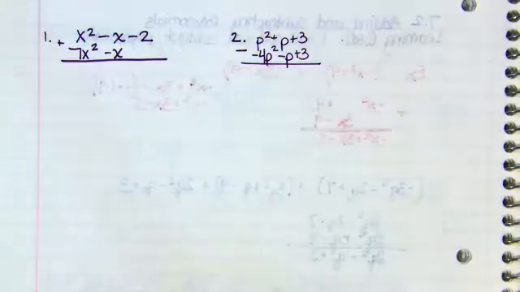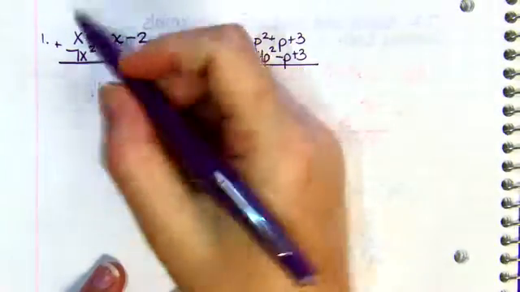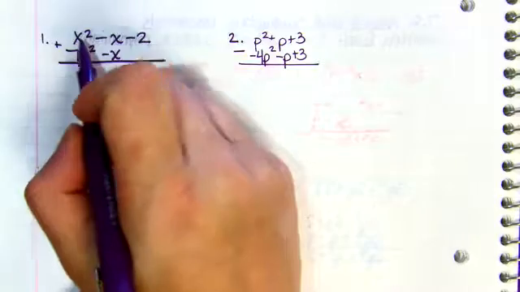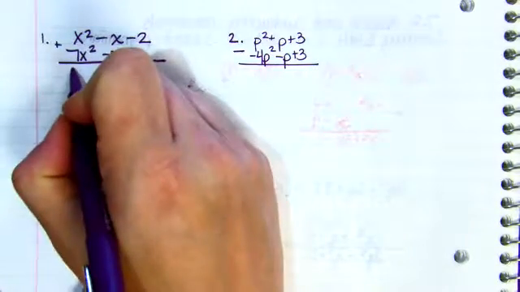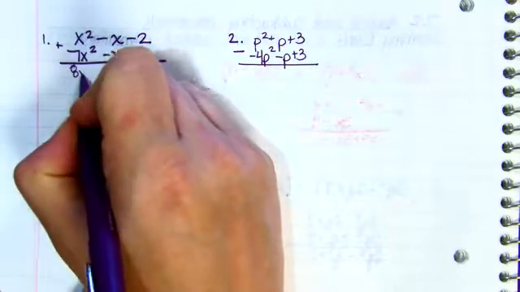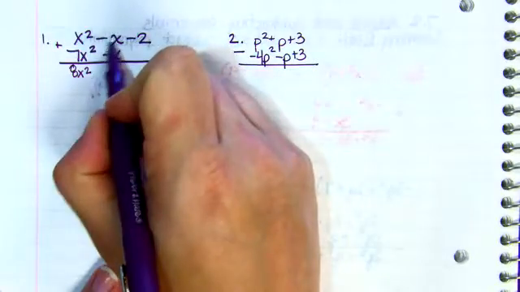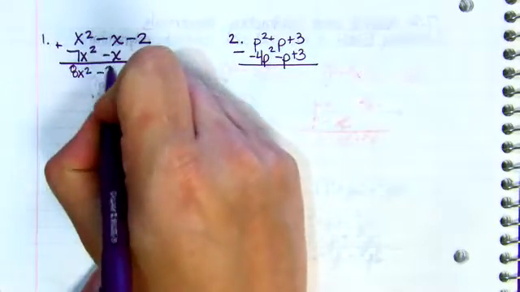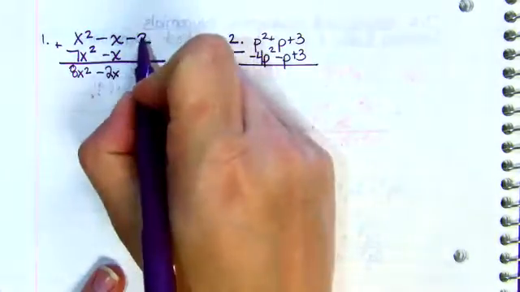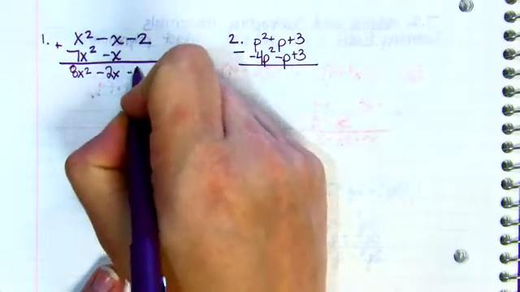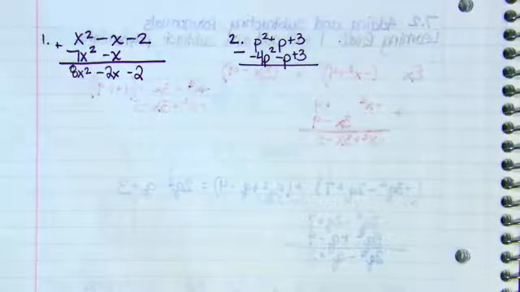So I've rewritten these vertically. You may have done it horizontally, but we should get the same answer. x squared plus 7x squared is 8x squared. Negative x plus a negative x is negative 2x. And I'm taking away 2 and nothing else, so that stays subtracting 2. So 8x squared minus 2x minus 2.